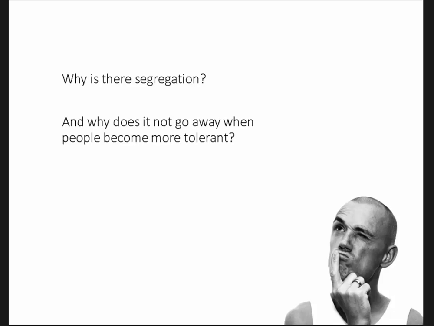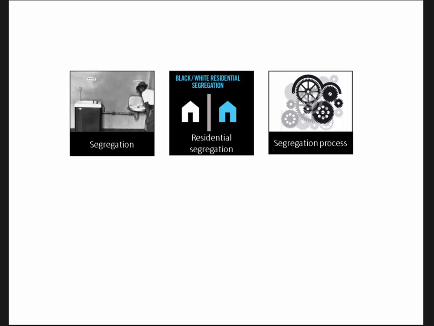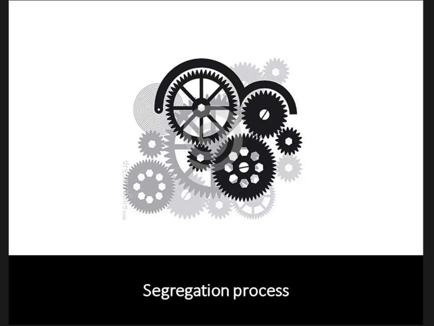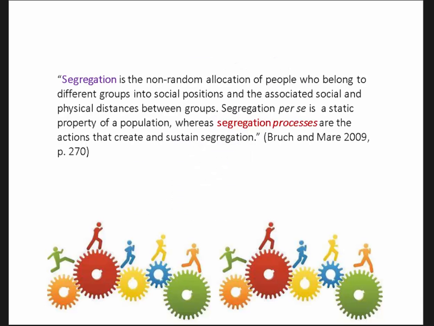This is now where the segregation process comes into play. We'll talk much more about that on Wednesday, but let me nevertheless introduce this idea. I'm using a definition from two esteemed colleagues of mine, Rob Mayer and Elizabeth Bruch. They wrote about segregation quite a lot in the American Journal of Sociology and so on. They define segregation as the non-random allocation of people who belong to different groups into social positions and the associated social and physical distance between groups. It's nothing different from what I said earlier, about the separation of individuals in distinct parts of societies.